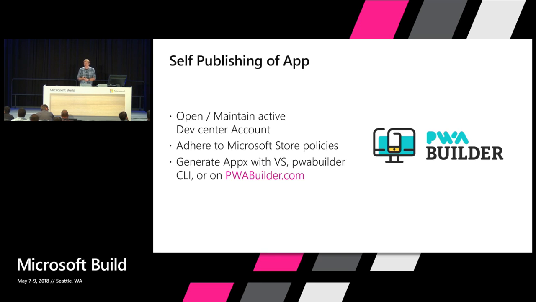You have to adhere to the store policies. So some of the things that we mentioned before, they go for self-publishing as well as the indexed ones. And then the last step is to generate an AppX with Visual Studio or PWA Builder Online or CLI so that you have something to submit to the store. And the AppX basically wraps your manifests and your images and stuff up and puts it in the store so that they can create that listing.